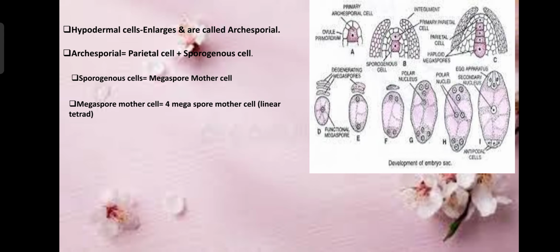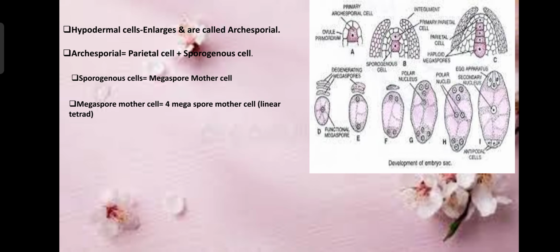These 4 haploid megaspores get arranged in a linear fashion and are said to be a linear tetrad. Out of the 4 megaspores, 3 degenerate and the remaining one becomes active and develops into a female gametophyte or embryo sac. Therefore the development of the embryo sac from a single megaspore is called monosporic development.